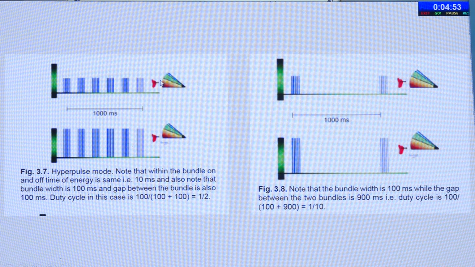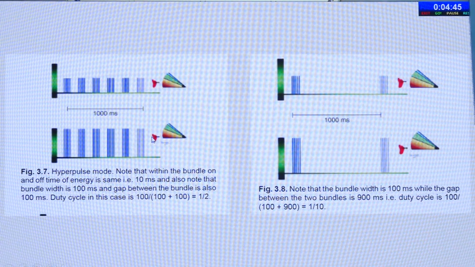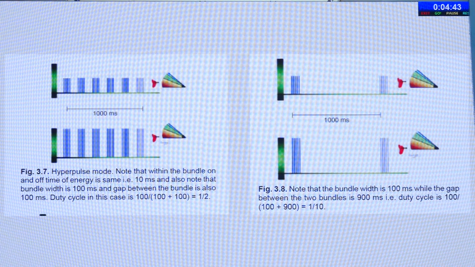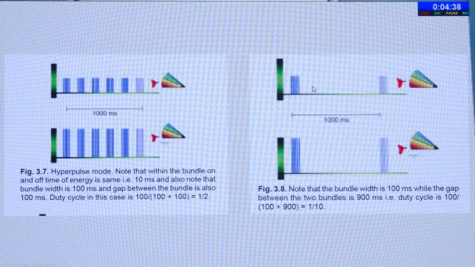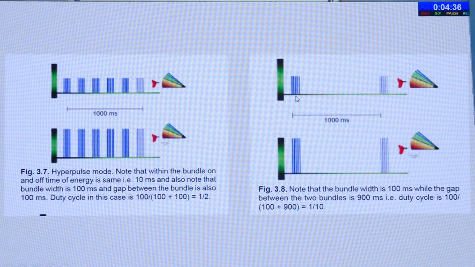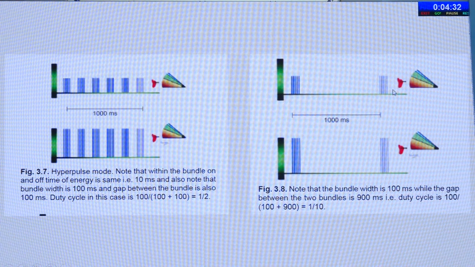So if your foot pedal is here, it is half of the Phaco which is delivered in each bundle. When your foot pedal is fully pressed, the full power Phaco is delivered as per the console. Now this is a second example of hyperpulse mode, where this is one bundle and the gap between the pulses is the same, but the gap between the bundles has been increased.